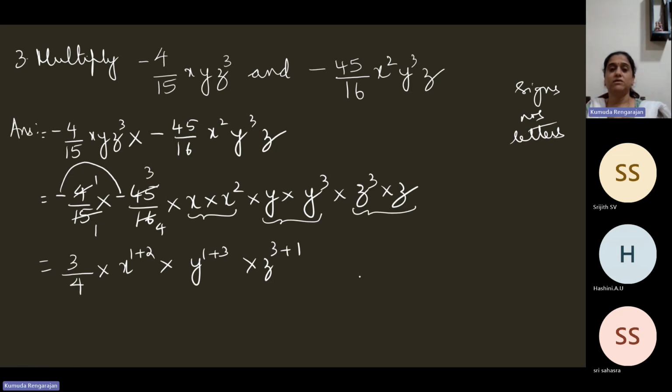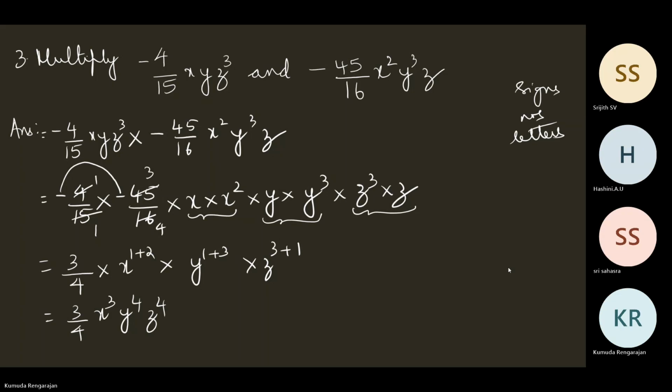This is how we multiply. Add, subtract, we didn't do anything with the letters. We wrote the letters as they are. We simplified only the numbers. But here, everything: we multiply signs, we multiply numbers, we multiply letters. So this is 3 by 4, x cubed, y to the power 4, z to the power 4. Yeah, please write down. I'll just come back.